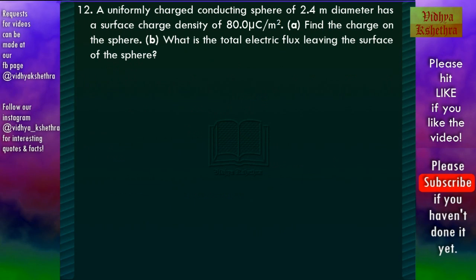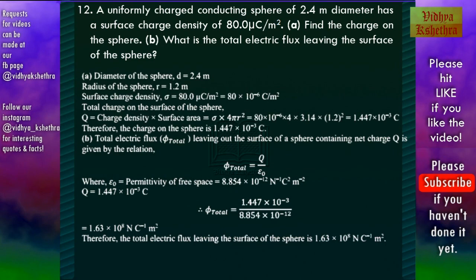Now 12th problem. A uniformly charged conducting sphere of 2.4 meter diameter has a surface charge density of 80 microcoulomb per meter square. Find the charge on the sphere. What is the total electric flux leaving the surface of the sphere? Now the diameter of the sphere is given, radius of the sphere is given. Now surface charge density sigma is equal to 80 into 10 raised to minus 6 coulomb per meter square.